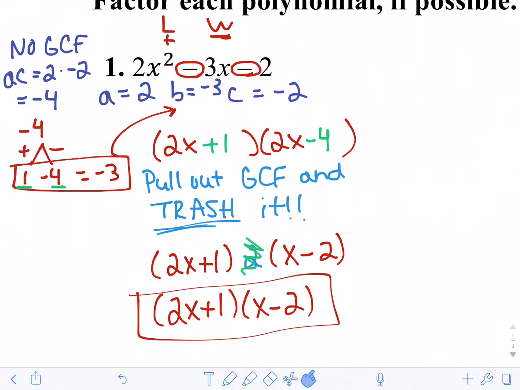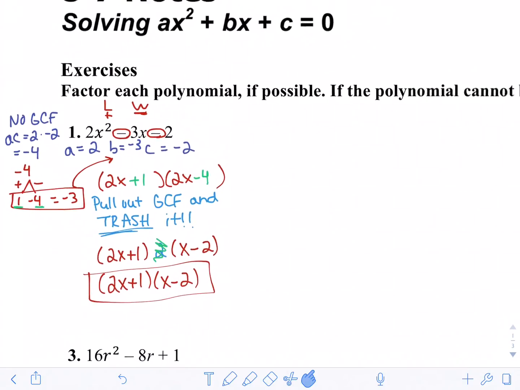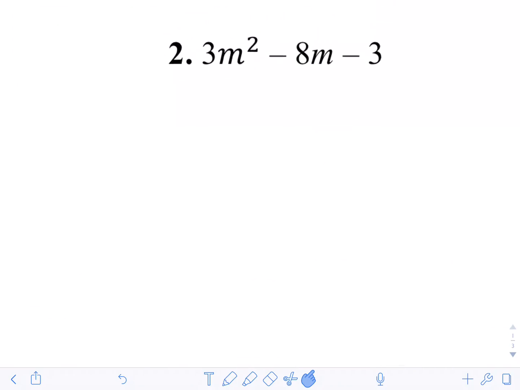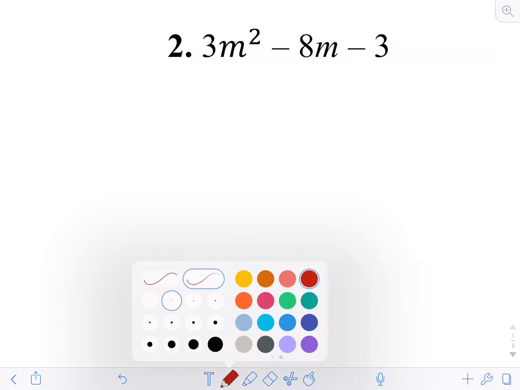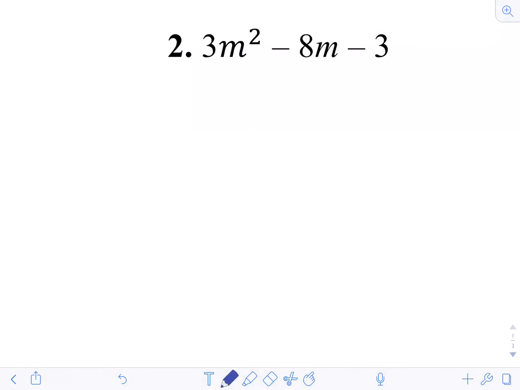You can always check your answer. You can do the box method with your final answer and make sure it gives you the original question. All right, let's move on to number 2. Again, the first thing that you need to do on your checklist is make sure there is not a greatest common factor you can pull out. There is no GCF.